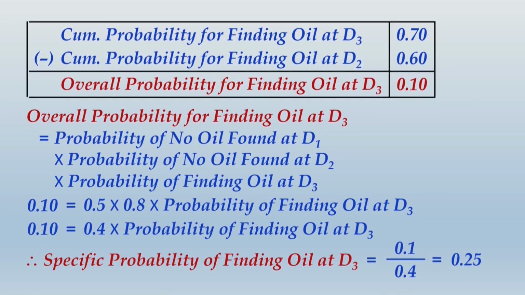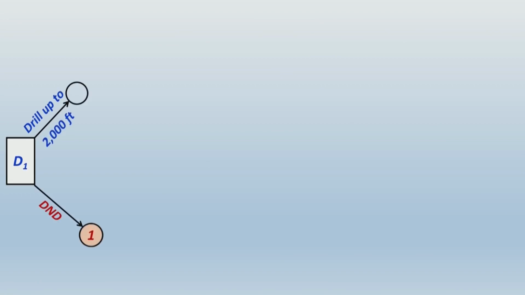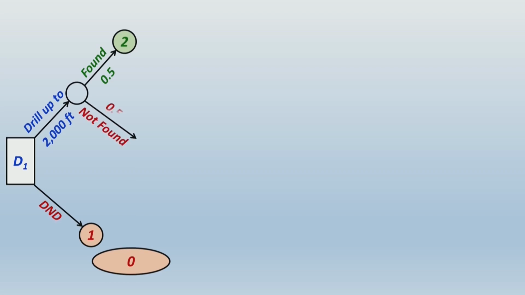Alright friends, once you have completed writing this entire working, let us move ahead, and now we draw the decision tree diagram. So D1 will be drill up to 2000 feet, and the other choice will be do not drill. Do not drill will be an end outcome with zero monetary value. You know it, I don't have to explain it. And if you drill up to 2000 feet, you may find oil with a probability of 0.5, and oil not found will also have a probability of 0.5.